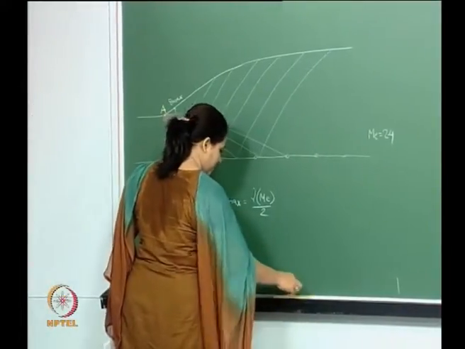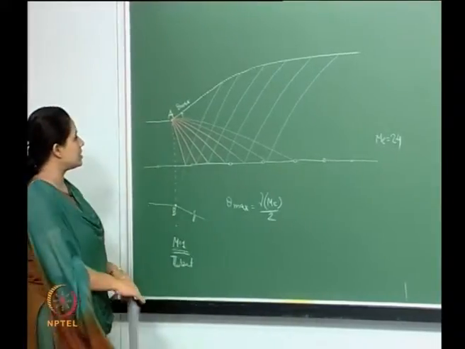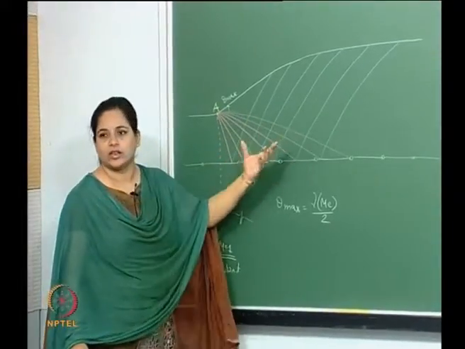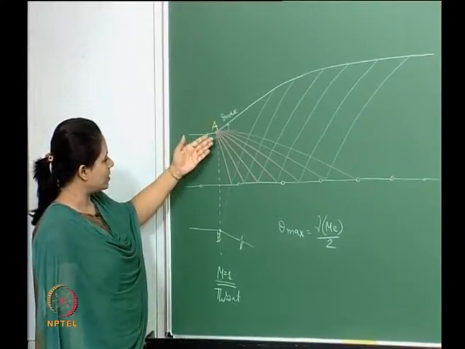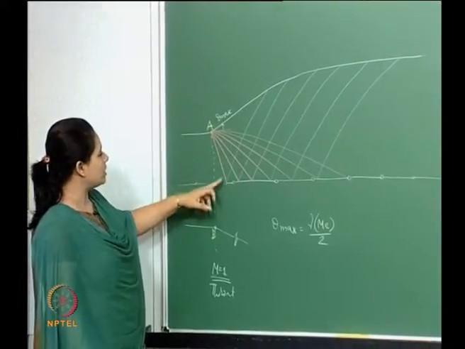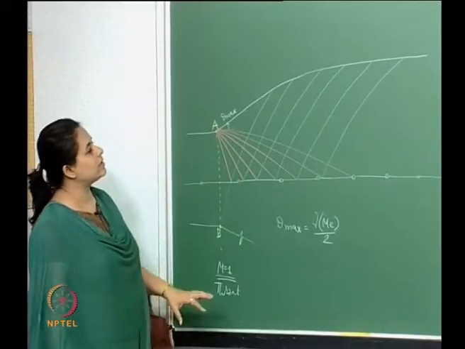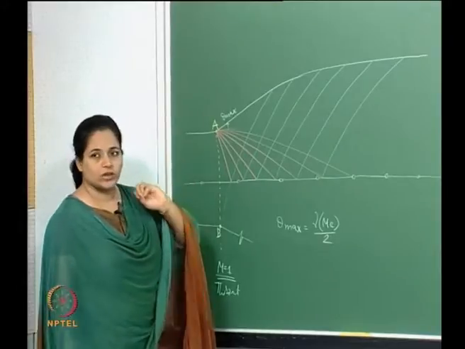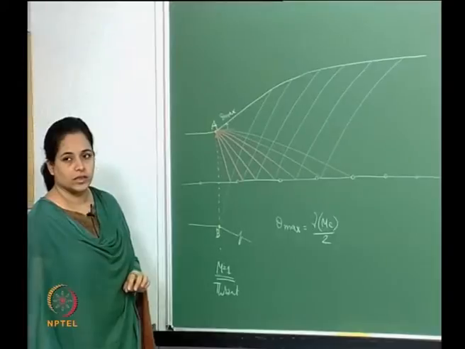Now once we draw this sort of an expansion fan, what you essentially see over here is that this is actually a grid. But this is a special kind of grid because these are left running characteristics, the pink ones, and the blue ones are right running characteristics. And we know from our analysis in the last couple of lectures that there are certain relations called compatibility relations which are valid on these characteristics.